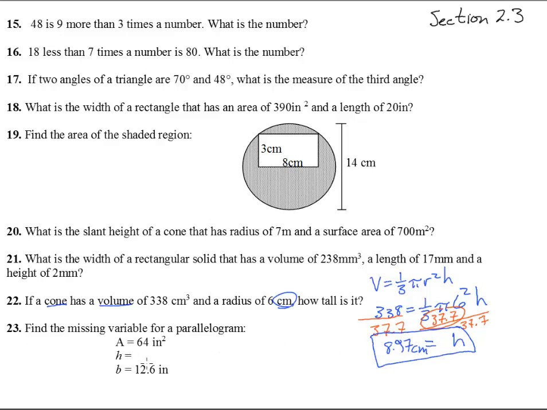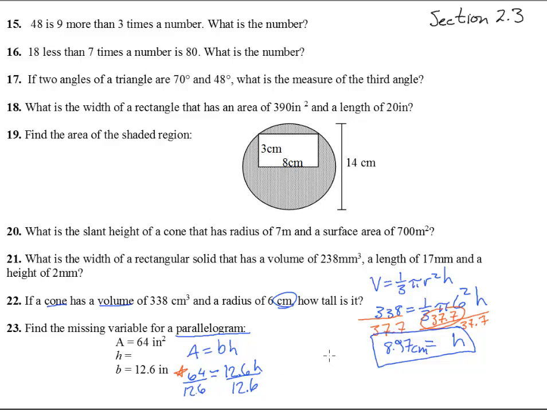And number 23, the last one. Parallelogram. Now, if we look back and find the formula, area is base times height. Now, it's not a side length, but it's just how tall the parallelogram is. So we get 64 equals 12.6 times h. Look at that happy, nice equation. We know how to solve him. We just divide both sides by 12.6 and we'll get h by itself.